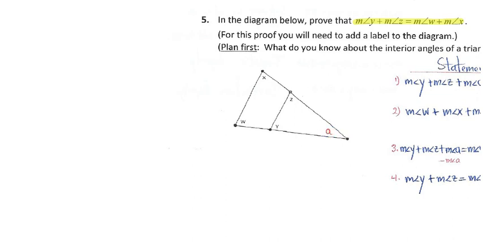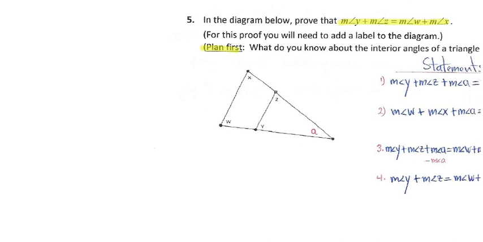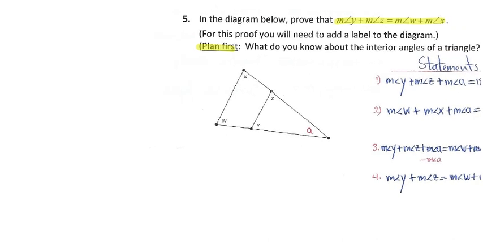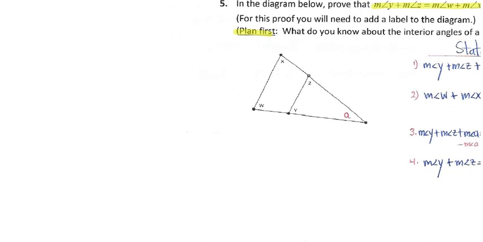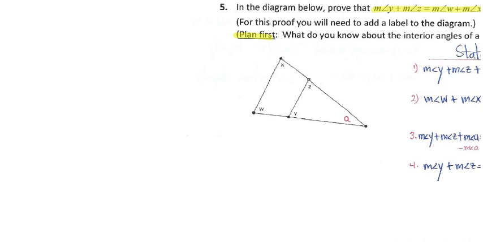And the guiding question is here. What do you know about the interior angles of a triangle? What do we know about the interior angles of a triangle? We know that the interior angles of a triangle add up to 180. And if we look at the diagram, we have two triangles. Let's start with the big triangle over here, which I'm highlighting right now in yellow.